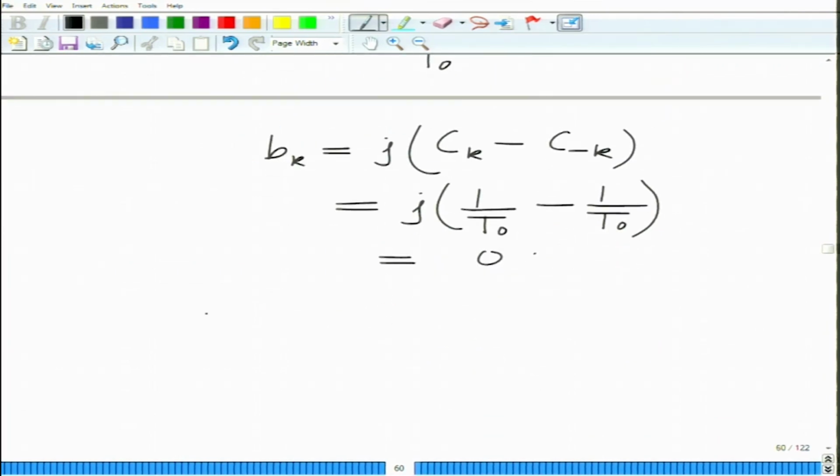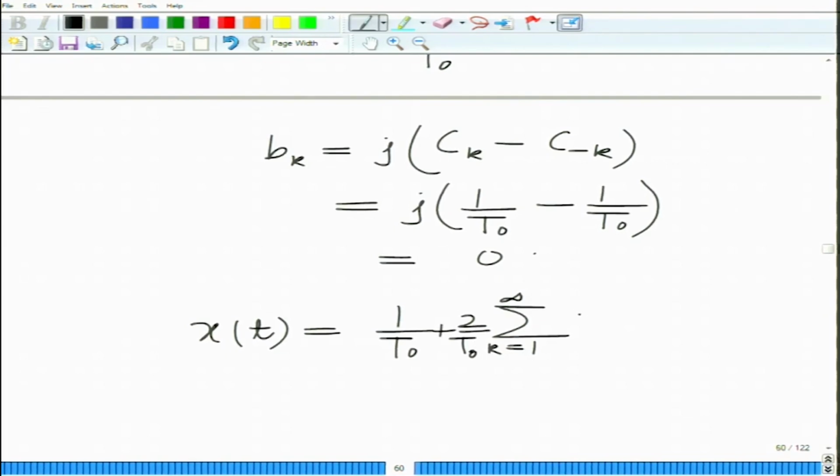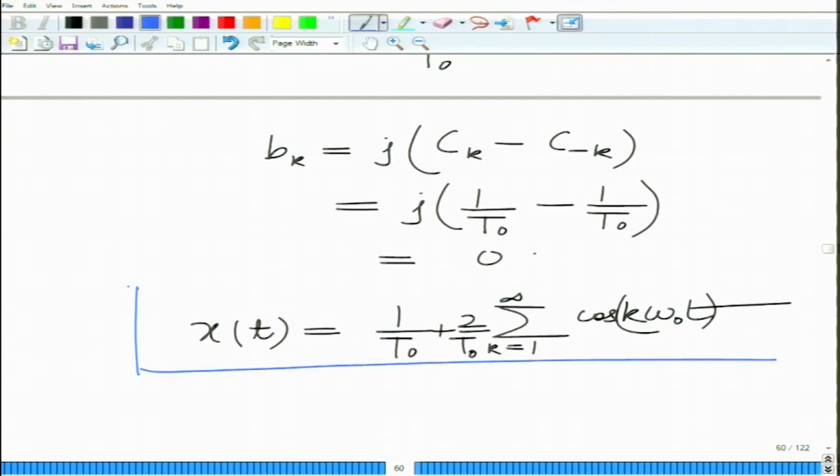So, now putting it all together, the TFS is x t equals a naught by 2, that is twice over T naught by 2, that is 1 over T naught, plus summation k equals 1 to infinity a k, that is twice over T naught. So, twice over T naught is common to all, so I bring it out of the summation. So, this is 2 over T naught summation cosine k omega naught t. This is the TFS of the impulse train.